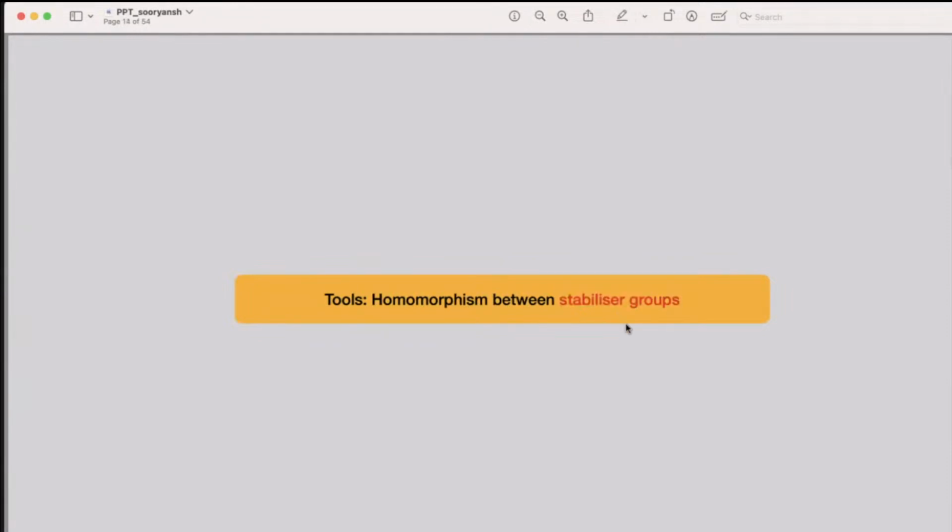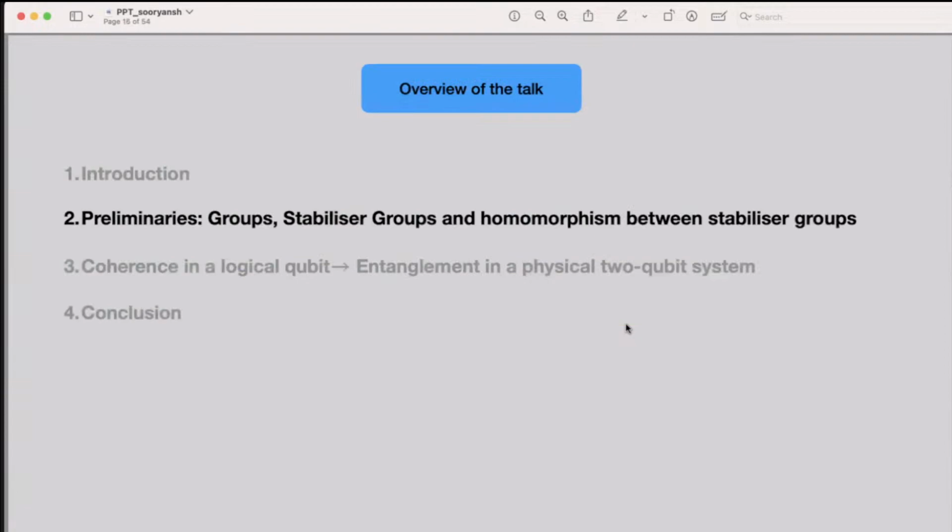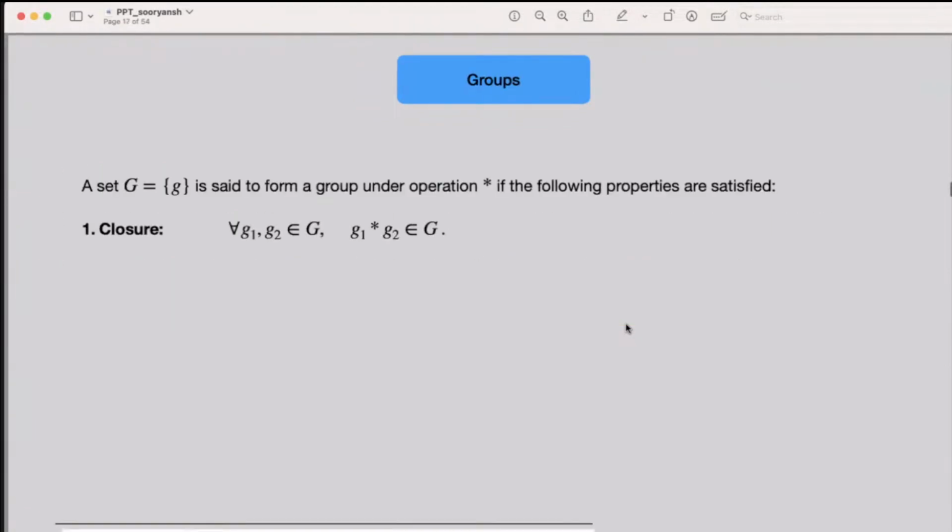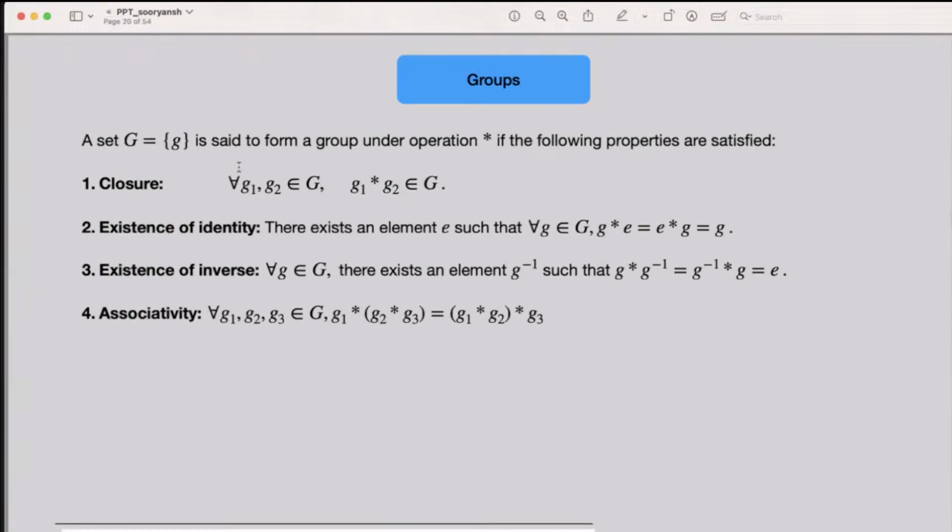So there are two jargons in this slide. One is stabilizer group and the other one is homomorphism. I will try to explain both of them one by one. So we need the definition of a group. A group is any set under an operation star that satisfies these four properties. That is, it is closed, there exists an identity and inverse, and the group multiplication is associative.